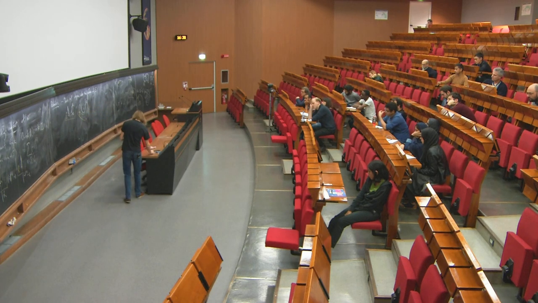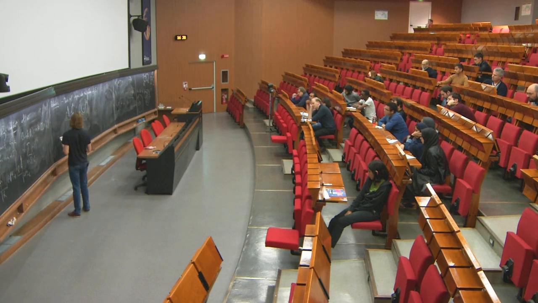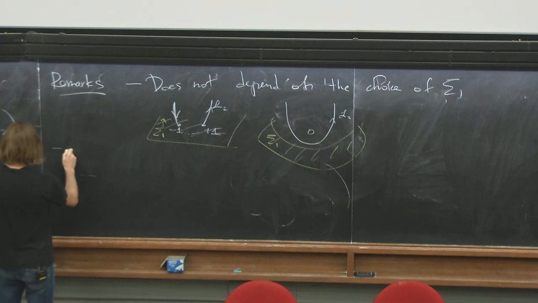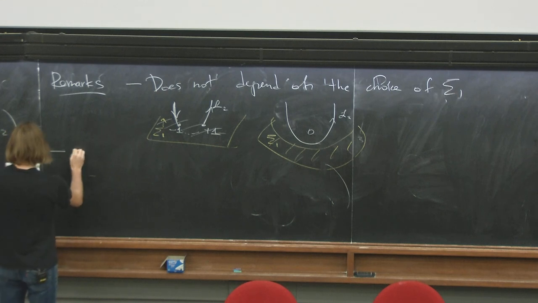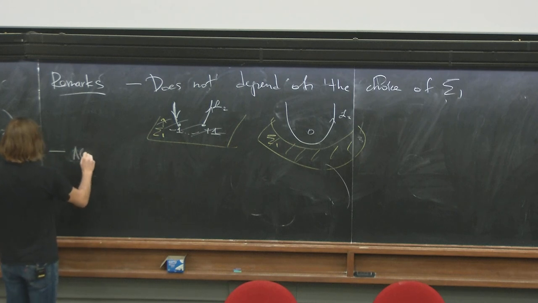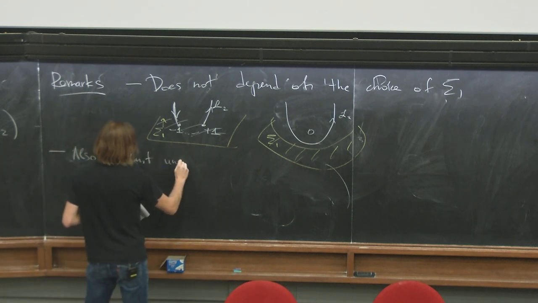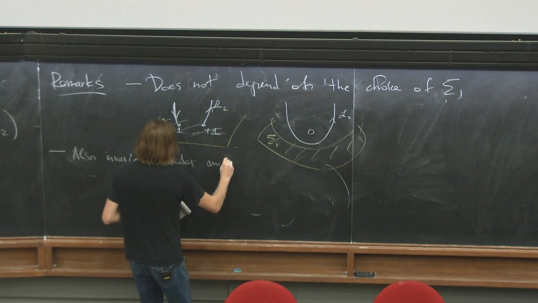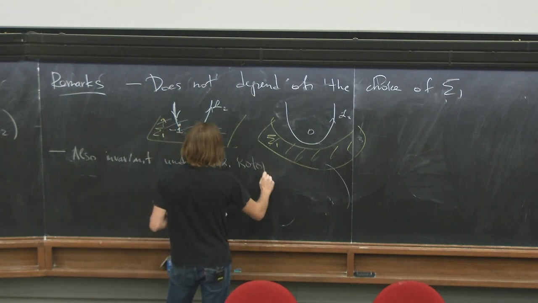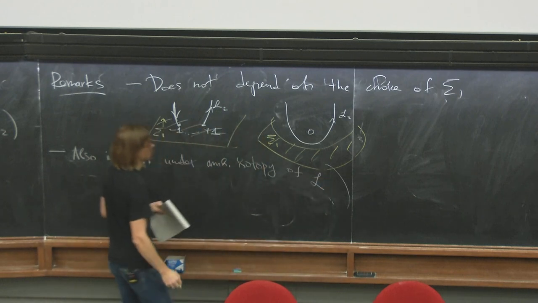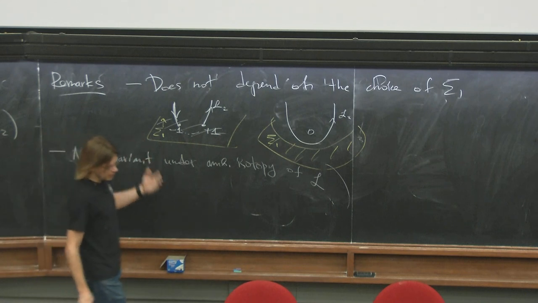So this is some basic idea of why this is invariant under the choice of sigma 1. And another property: this is also invariant under ambient isotopy of the link itself.